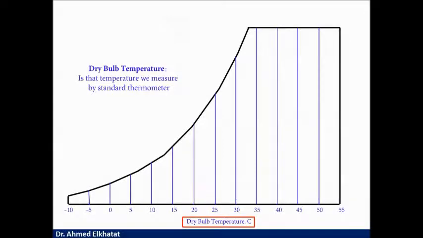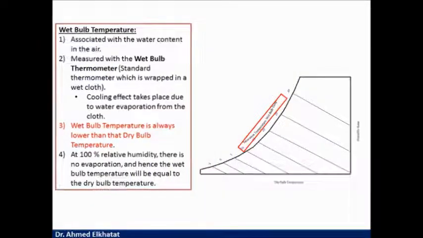Then we have also wet bulb temperature. Wet bulb temperature is associated with water content in the air, and it is measured with a wet bulb thermometer. It is a standard thermometer that is wrapped with wet cloth. Due to the cooling effect from water evaporation from the cloth, the wet bulb temperature is always lower than dry bulb temperature. But at 100% relative humidity, there is no cooling because there is no evaporation, so the wet bulb temperature will be the same as dry bulb temperature.